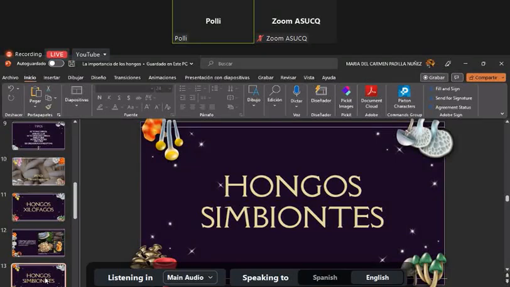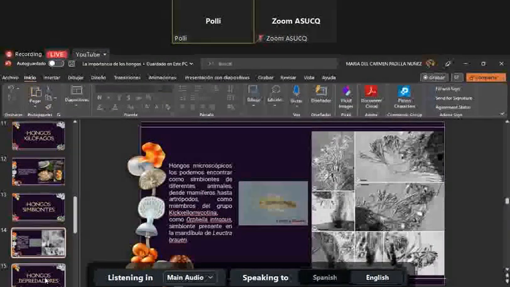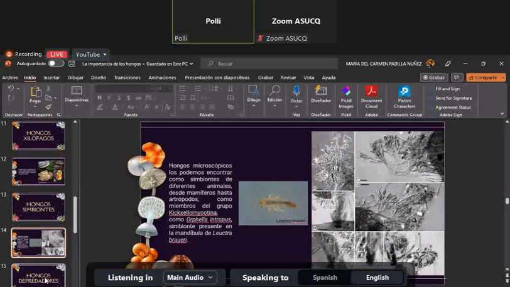Now, we have symbiotic fungi, which are usually microscopic and can be found not only in symbiotic relationships with plants, but also with animals. For example, mammal ruminants, or even arthropods like the one we have in the image, which is a beautiful Leuctra bauerii.